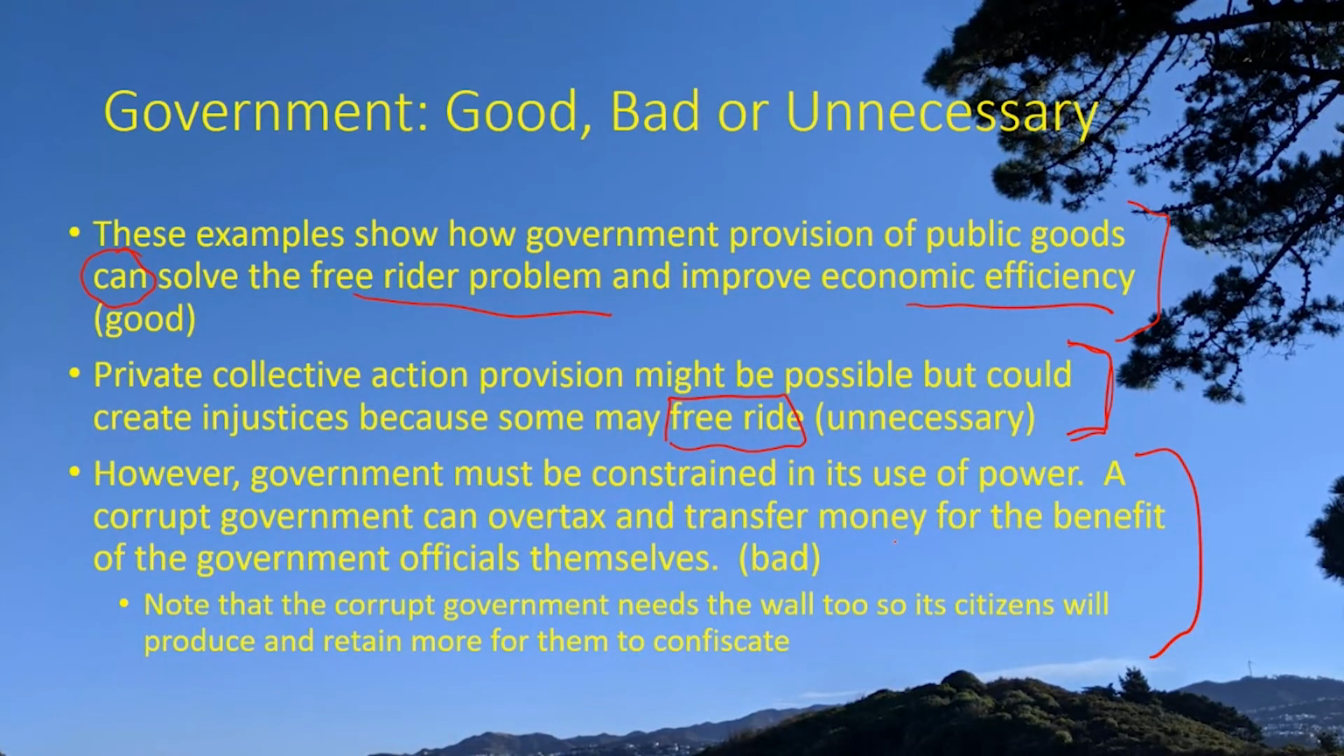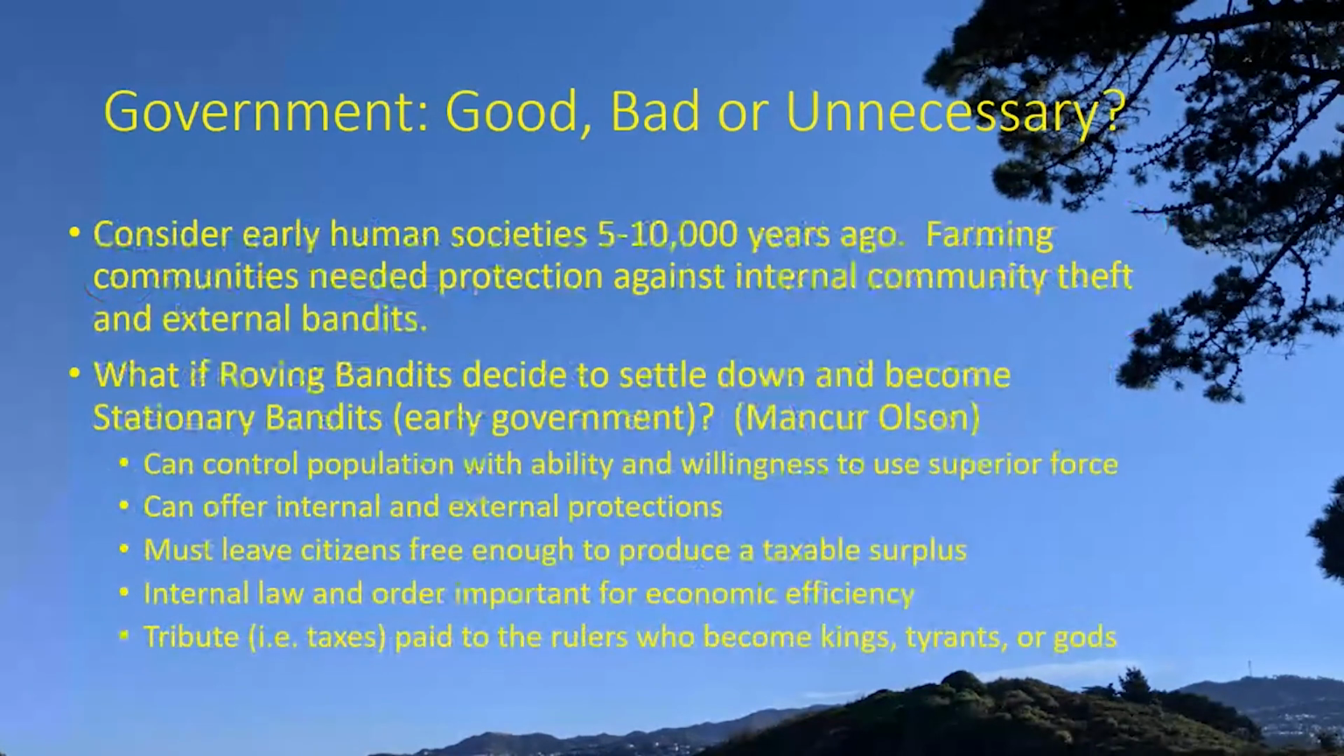A corrupt government can overtax and transfer money for the benefit of the government officials themselves, and this would be a bad outcome. So here, government could be good, government could be bad if it's corrupt, or government could be unnecessary if private collective actions can take place to solve the problem instead. So government, good, bad, or unnecessary? Answer, yes. It can be good, it can be bad, or sometimes it can be unnecessary, which is why the debate about government is an important one, and why there are different positions that people take about the role of government in the economic system or in society.